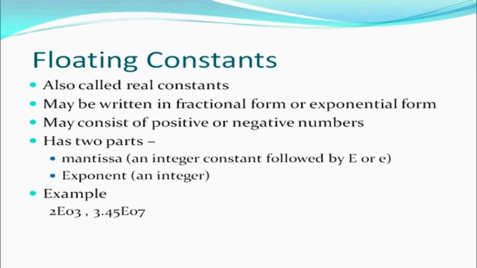The mantissa part, which is the integer constant, is followed by a capital E or a small e, while the exponent form is an integer. The examples are given below, like 2e03 or 3.45e07. Here 03 is the exponent part and 2 is the mantissa part. Similarly, in the next one, 3.45 is the mantissa part and 07 is the exponent part. So, these are floating constants.